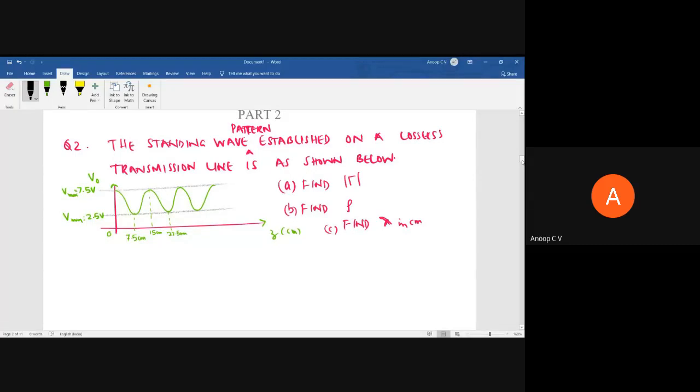So the next problem is, all of you please take down: the standing wave pattern established on a lossless transmission line is as shown below. So a standing wave pattern is given along the independent variable z, that is distance from origin.